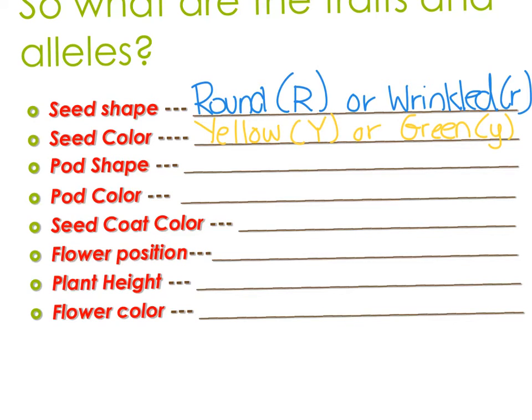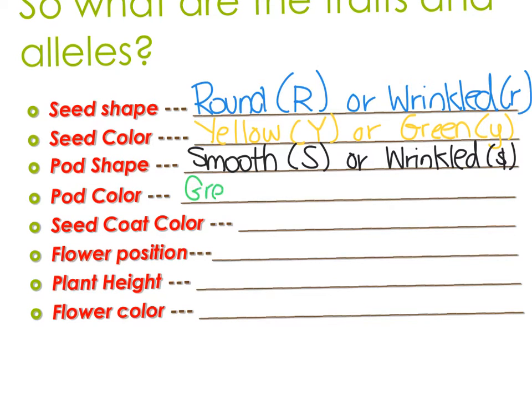The next one is pod shape. And it can either be smooth, is the way your book words it, or it could be wrinkled. You'll also see it written as inflated, but your book uses smooth, so that's what we're going to use. The pod color can either be green or yellow. The pod is the thing in which the peas are being carried in.